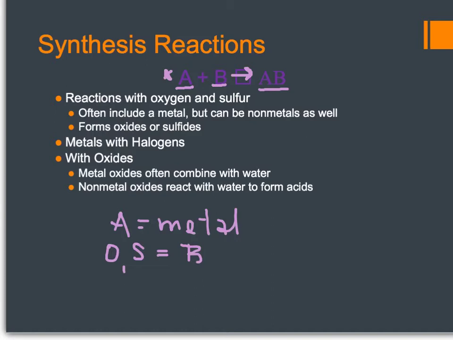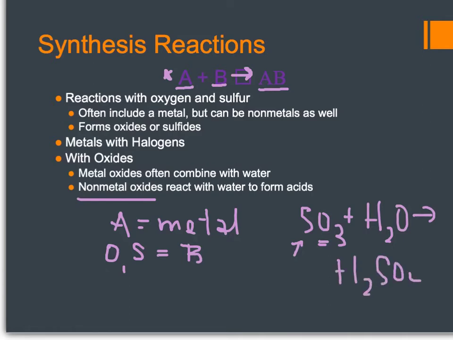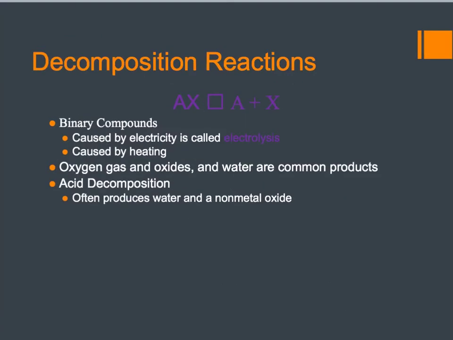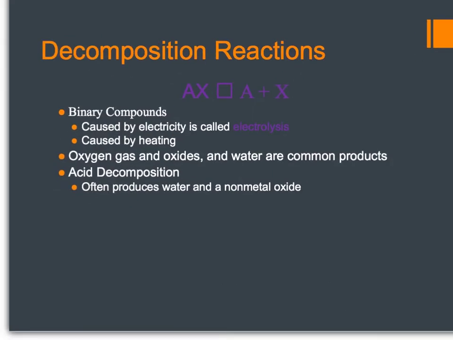And if it were a non-metal oxide, something like SO3, for instance, right? Sulfur is a non-metal, oxygen is oxygen, so that would be sulfur trioxide. We could react that with water to form a larger complex acid, which in this case is sulfuric acid, H2SO4. So there's lots of different ways this can happen, but the formula is very consistent, so it's pretty easy to identify. In decomposition reactions, the formula is just the opposite.